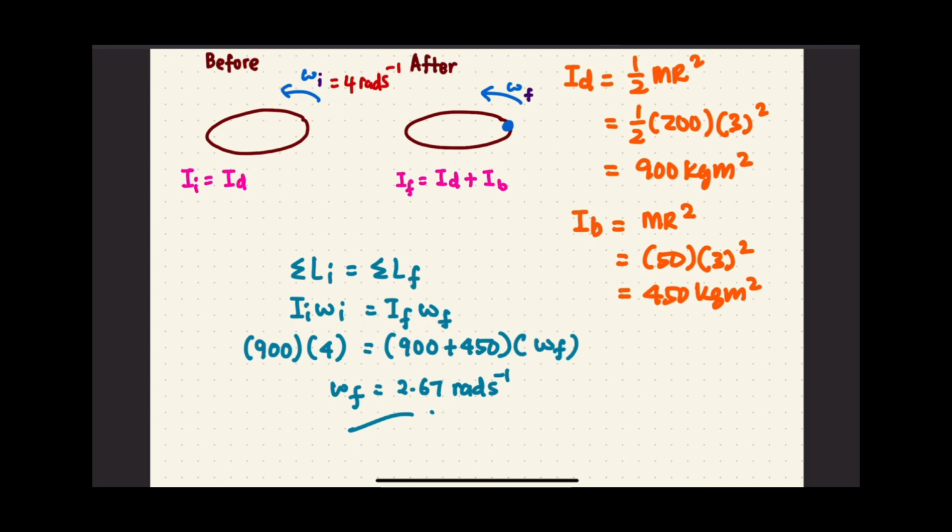So I initial, ID lah 900, darab dengan 4, dia punya initial angular velocity. So I final ada dua body, 900 plus 450. And then cari omega final. So saya dapatlah omega final sama dengan 2.67 radian per second. So kita tahulah semakin berat I tu, semakin tinggi nilai I, nilai omega kita akan semakin rendah. Okay, so itu sajalah. Okay, thank you, bye.